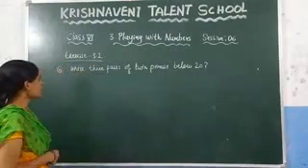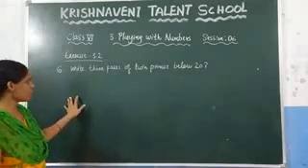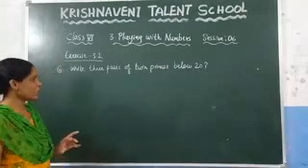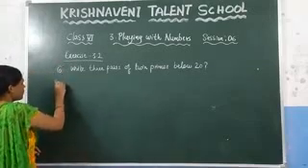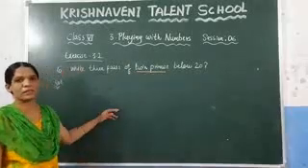In the last session we discussed exercise 3.2 up to 5 questions. Now see the next question. What is the question given here? Write 3 pairs of twin primes below 20. Here, if you want to solve this problem, you need to know what is meant by twin primes. We already discussed what is meant by twin primes.